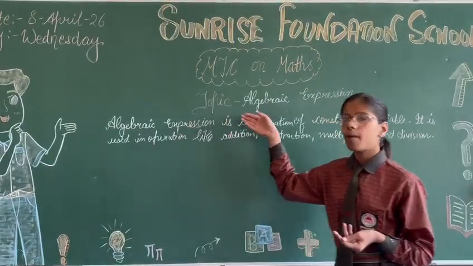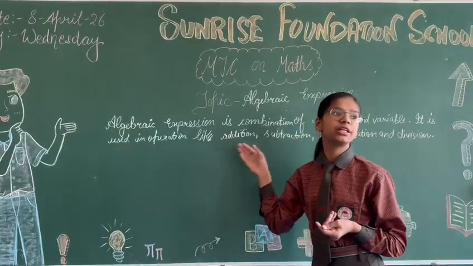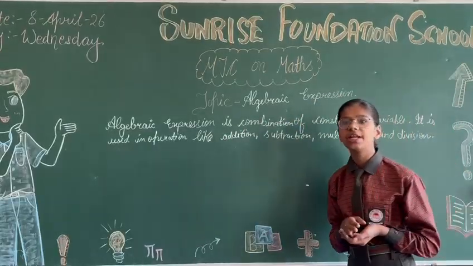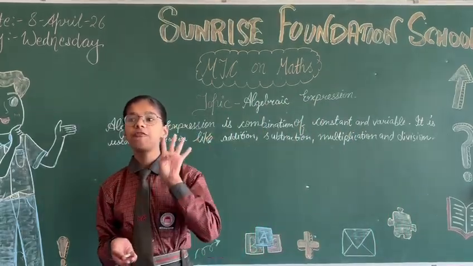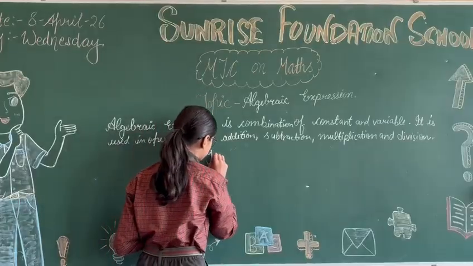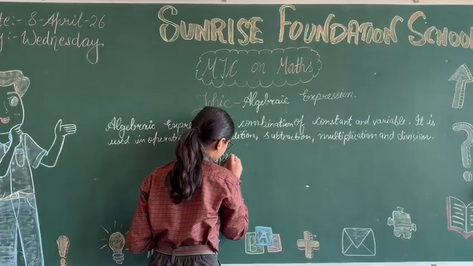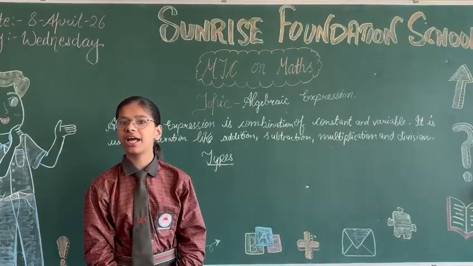An algebraic expression is a combination of a constant and a variable. It is used in operations like addition, subtraction, multiplication and division. There are 4 types of algebraic expression. How many types of algebraic expression are there? 4 types.